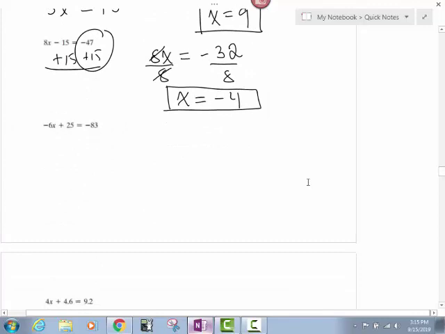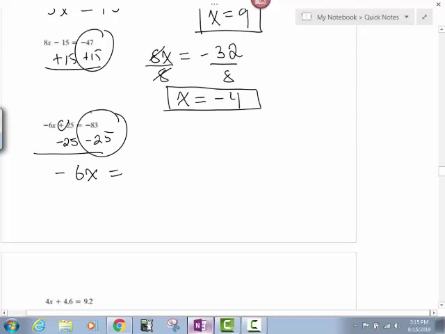All right, let's keep moving along here. Negative 6x plus 25 equals a negative 83. My first step again, I'm going to subtract 25 on both sides. Remember, I'm doing the opposite. If I'm adding, I'm going to subtract. So we now end up with a negative 6x equals, let's take a look at these two numbers. If I already owed you $83 and I borrowed another 25, now I'm going to owe you even more money. I would now owe 108.